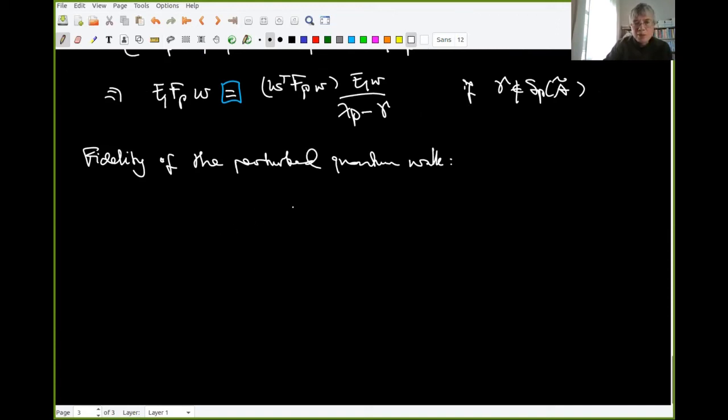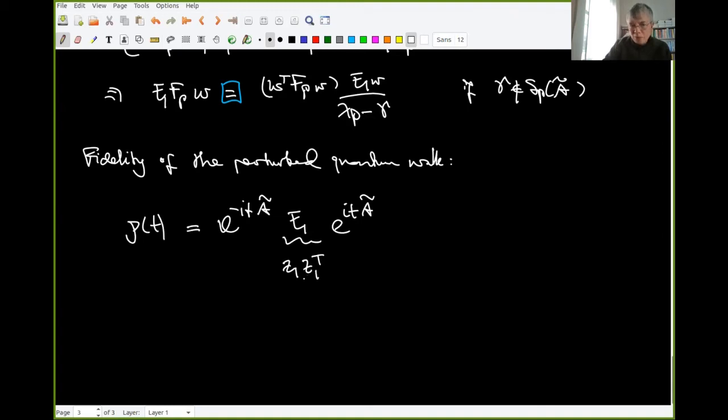What I'll do is adopt the viewpoint of the density matrix. It's not necessary, but I think it's cleaner. The initial state that we are moving is actually Z1, and this is Z1 transpose. So the evolution of the density matrix is going to look like this. This is the initial density matrix, and this is at time t.